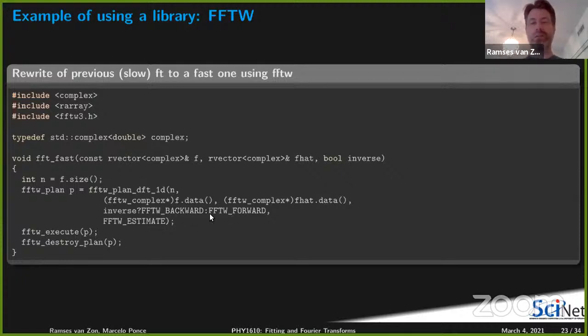We can go forwards and backwards. And then there's an extra parameter that's nice in these plans: you can either estimate what the fastest way is to do things, or you can measure it. But measuring actually means it starts doing a few Fourier transforms for you to check how fast things really are. And that is useful only if you're going to execute the same plan several times, because otherwise it's mostly wasted time.